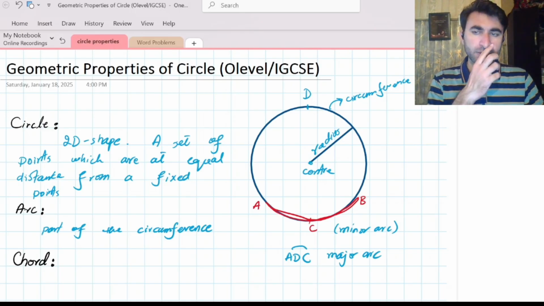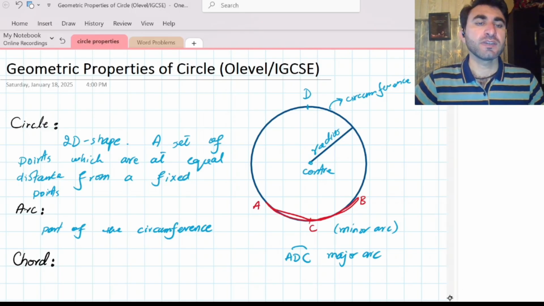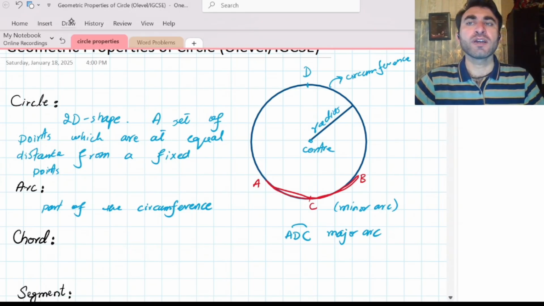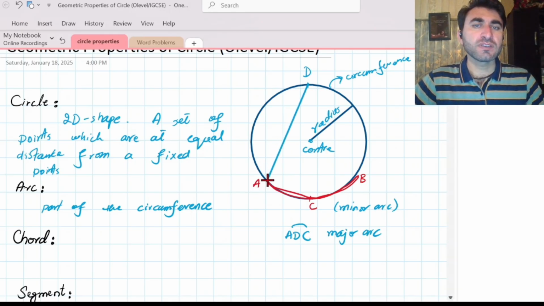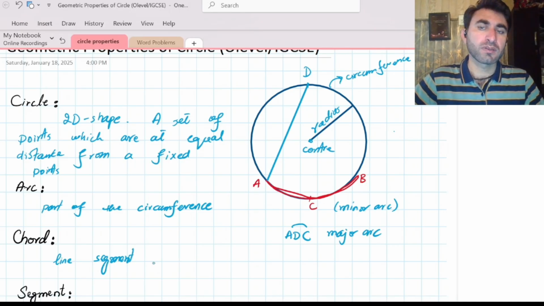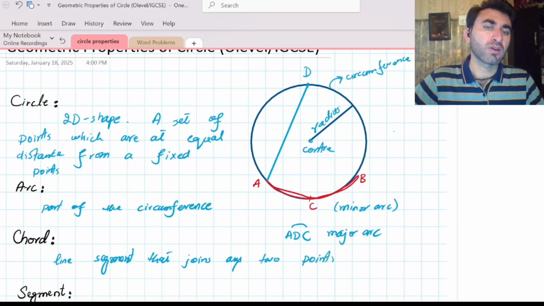Now, coming to the chord, a chord is basically a line segment that joins any 2 points on the circle. So, let's say I have a line segment over here which joins A with D. So, this segment will be known as a chord. So, a chord is a line segment that joins any 2 points on the circumference of the circle.